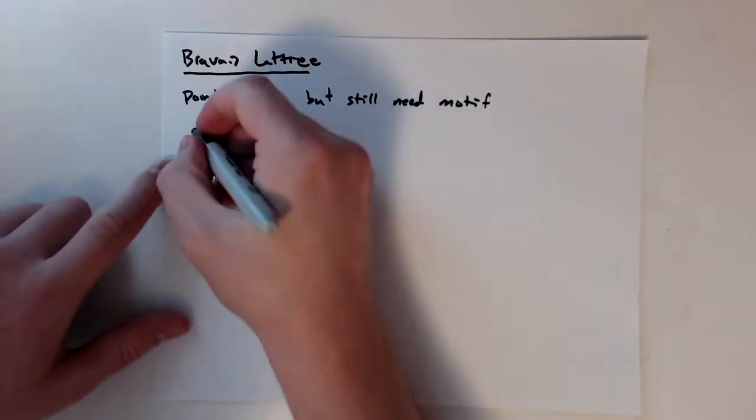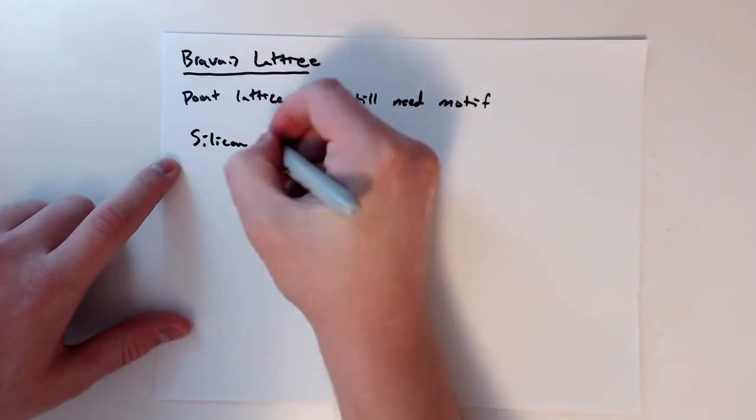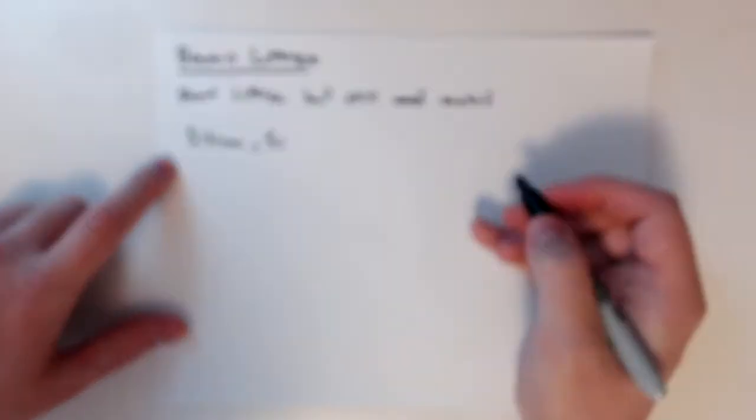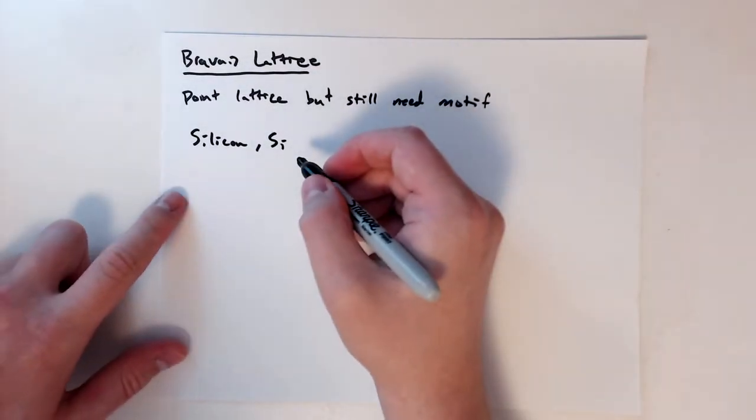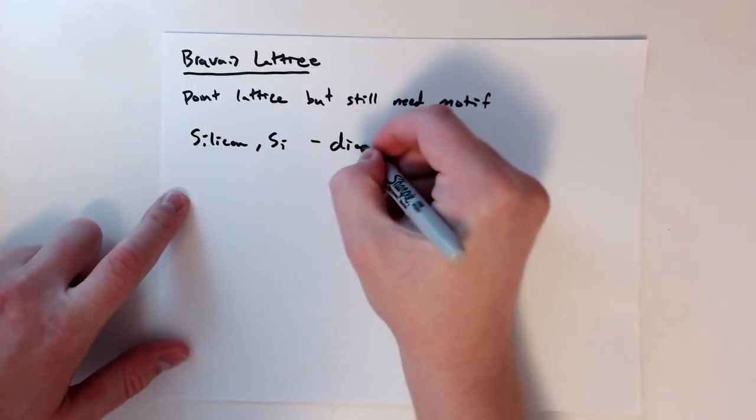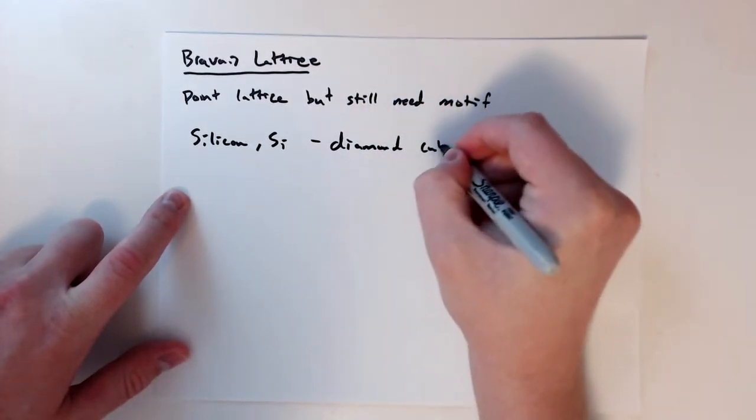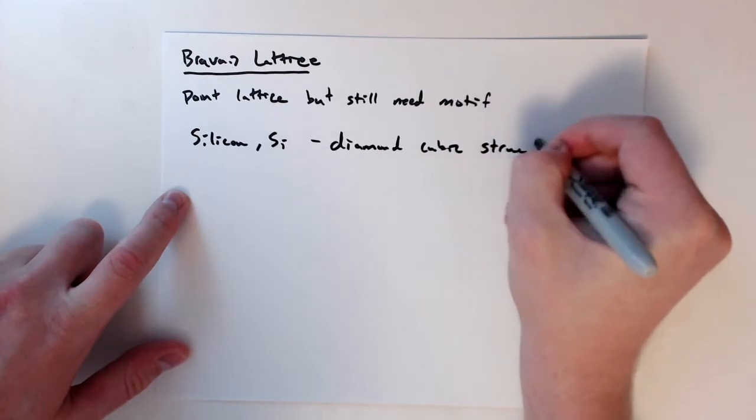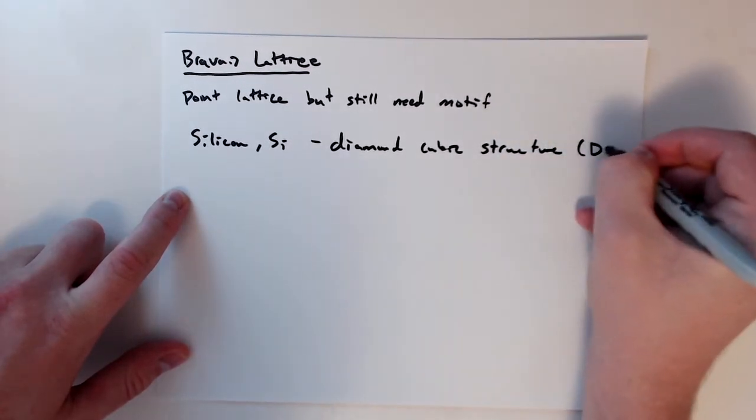To start, let's look at silicon, Si. If you look up silicon, you're going to see that it has what's called a diamond cubic structure, sometimes abbreviated to DC.